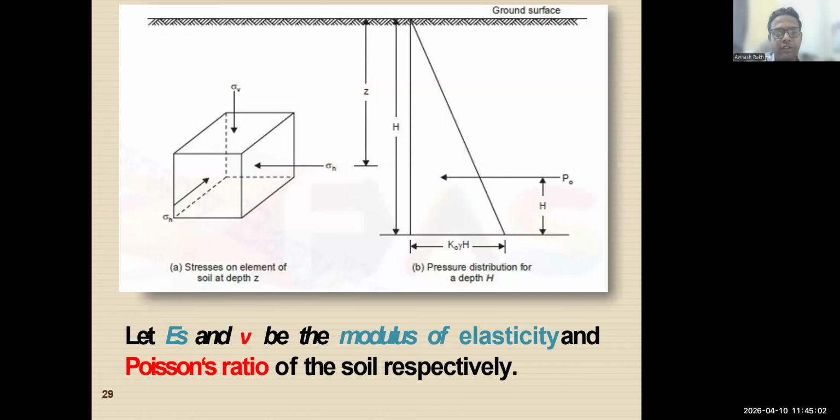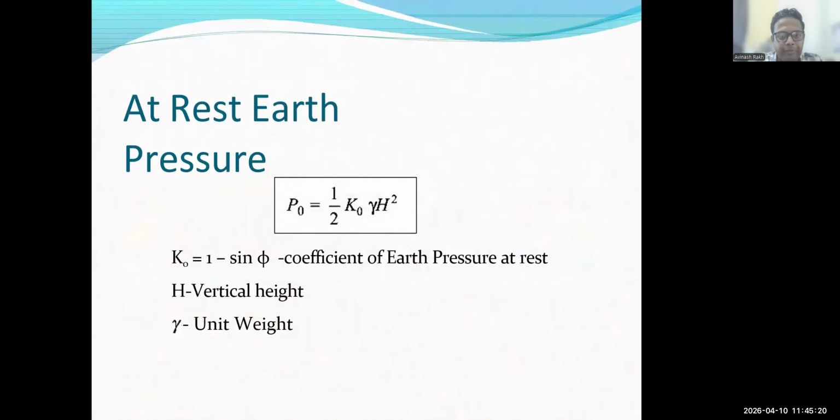In the first diagram, the stresses acting on an element of soil at a depth z are given, and the second diagram is the pressure distribution for the depth H. Let Es and v be the modulus of elasticity and Poisson's ratio of the soil respectively.